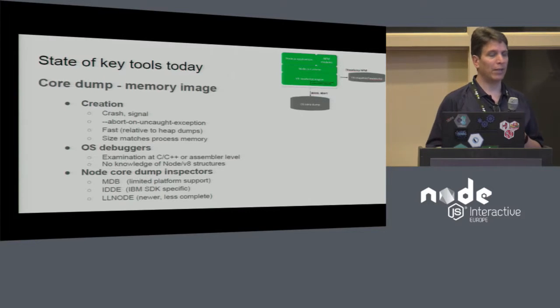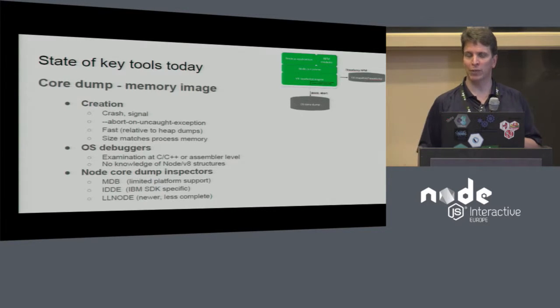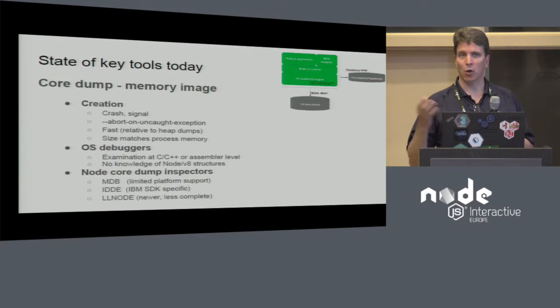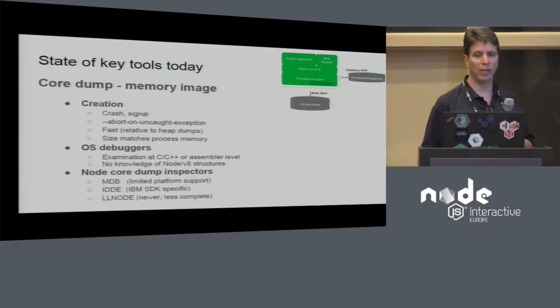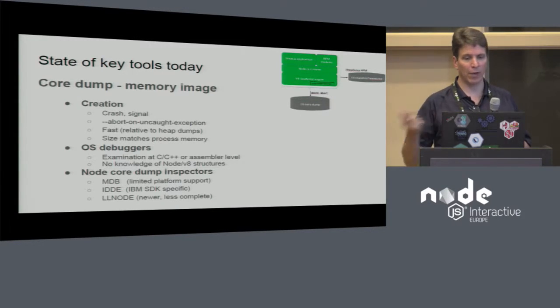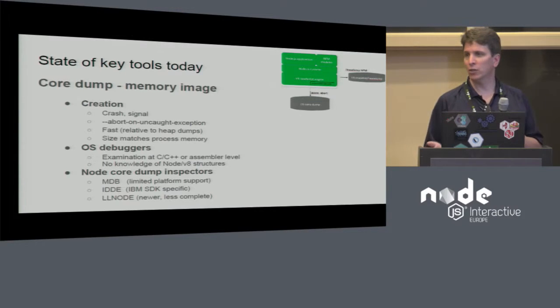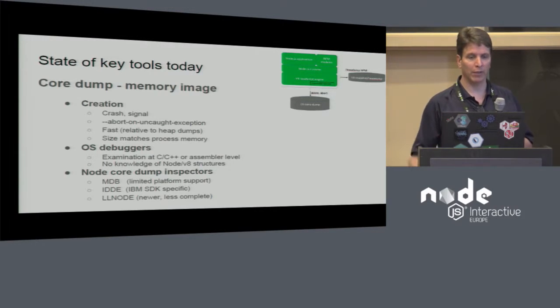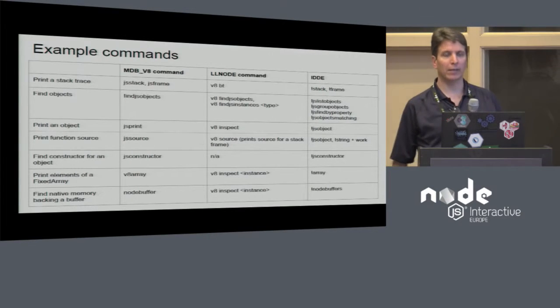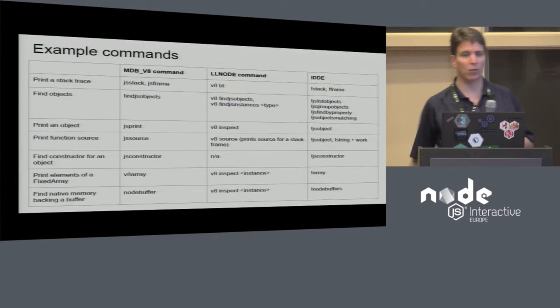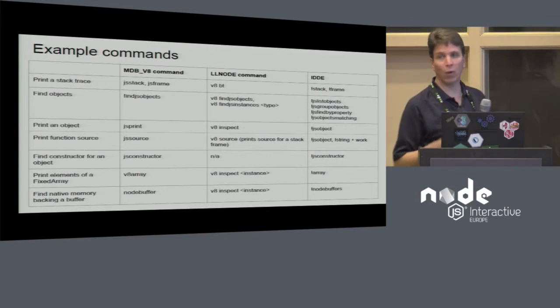To get over that hurdle, a number of tools have been developed. These are basically core dump inspectors that know about V8 and Node structures. There are several out there today. Yunong mentioned MDB, which was one of the earlier ones. IDDE is another one made by IBM. And LLnode is a newer one that is being worked on within the work group. If we take a quick look at some of the commands between these different ones, it'll give you a flavor of what you can do with them.